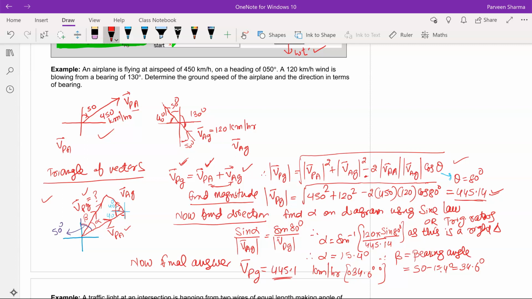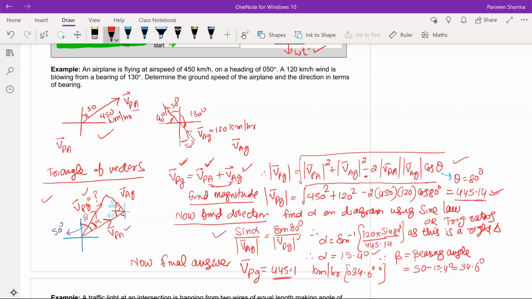To find the direction, I can use the sine law. If I can find alpha, then I can subtract it from 50 to get beta. Beta will give us the direction. That's a bearing direction. To find alpha, I can use the sine law. So sine alpha over velocity of air with respect to ground equals sine of 80 degrees divided by velocity of the plane with respect to ground. So I did these calculations. If you see, alpha comes out to be 15.4 degrees.